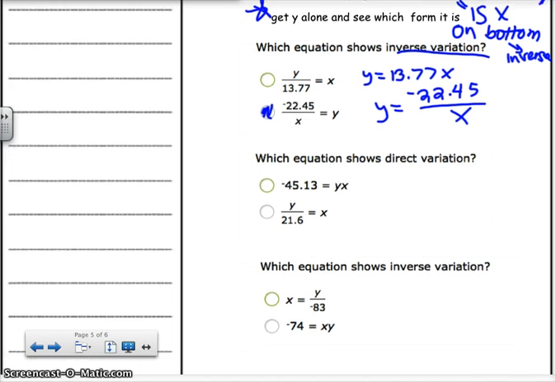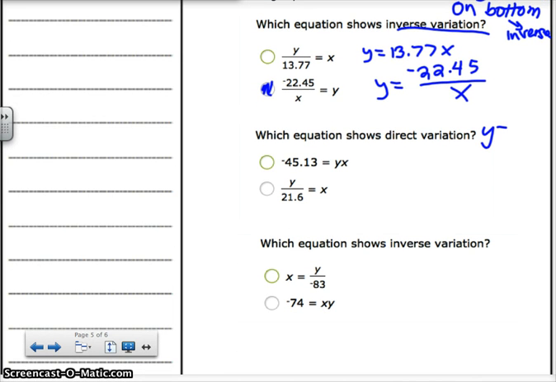Which equation shows direct? That means that x is sticking next to that k. So y is not alone. How do I get y alone here? This is y times x. How do you move times? Divide. Divide by x. So we get y is equal to negative 45.13 over x. That's inverse.